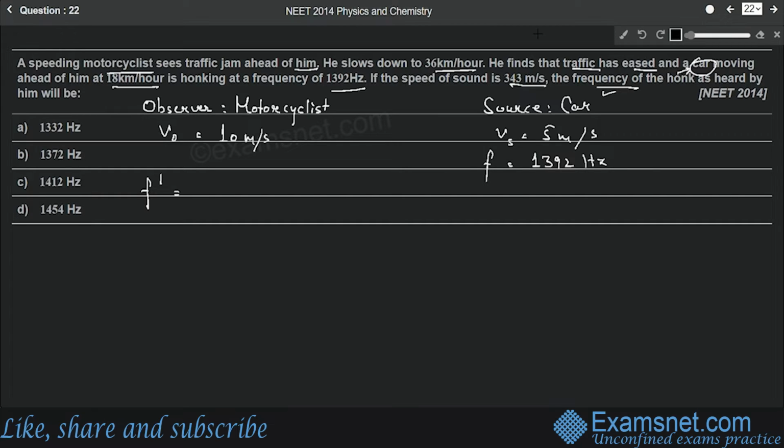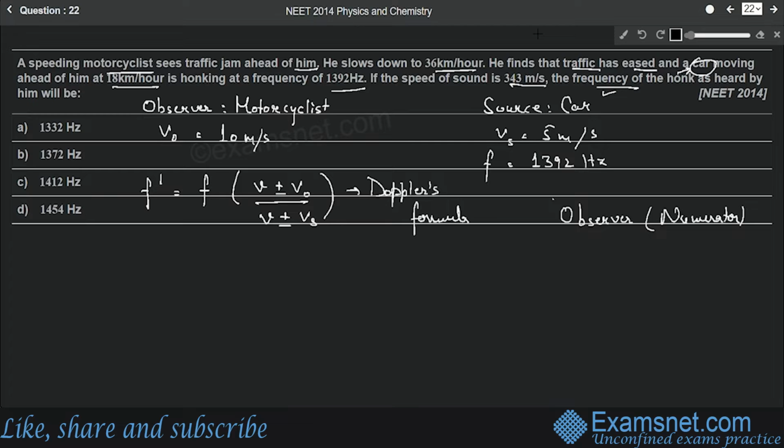That means apparent frequency. That will be equal to the frequency of the source into speed of sound plus minus speed of the observer upon speed of sound plus minus speed of the source. Okay. Now, what is the sign to be put here? So you have to keep the sign convention in mind. For that, just remember that if we talk about the observer, that means the sign on the numerator side, we are using the Doppler's formula, right? This you should know, Doppler's formula.